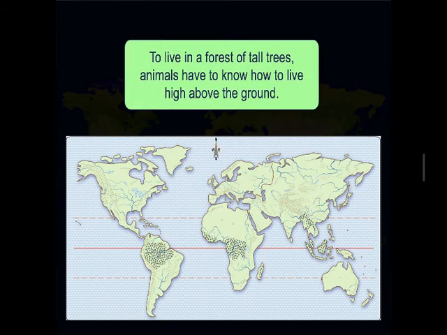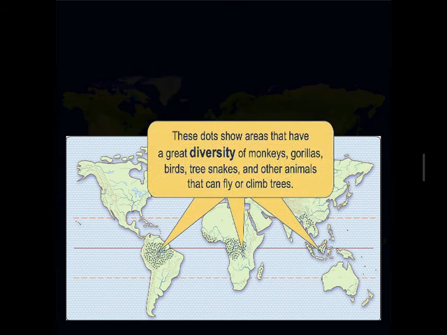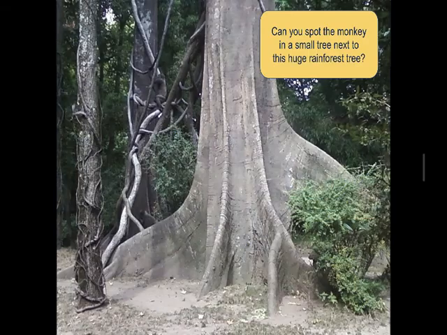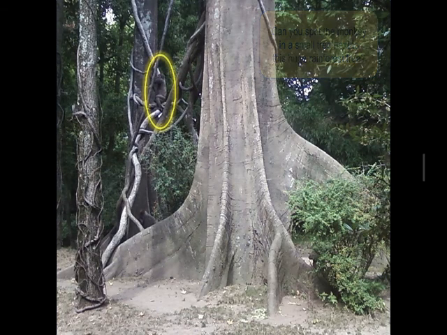To live in a forest of tall trees, animals have to know how to live high above the ground. These dots show areas that have a great diversity of monkeys, gorillas, birds, tree snakes, and other animals that can fly or climb trees. Can you spot the monkey in a small tree next to this huge rainforest tree? It's right here.